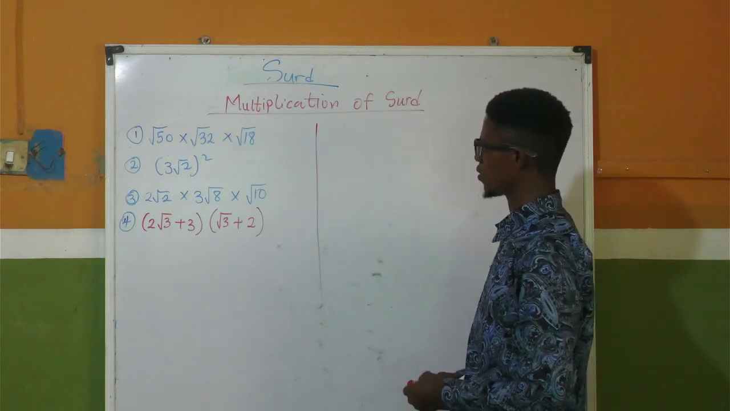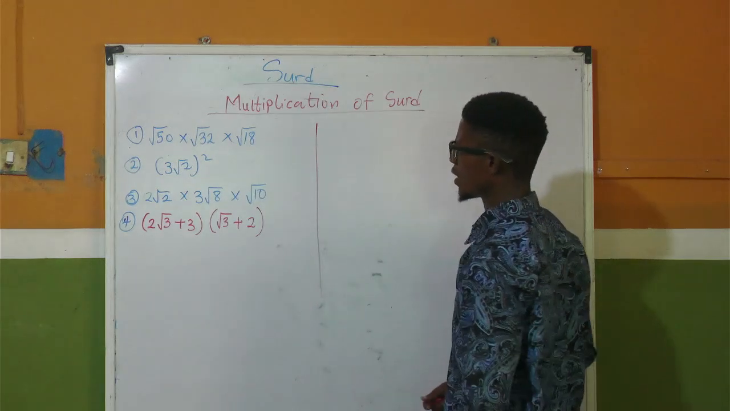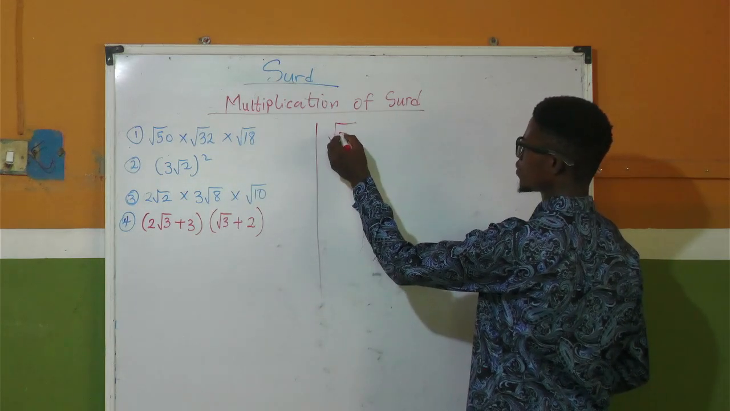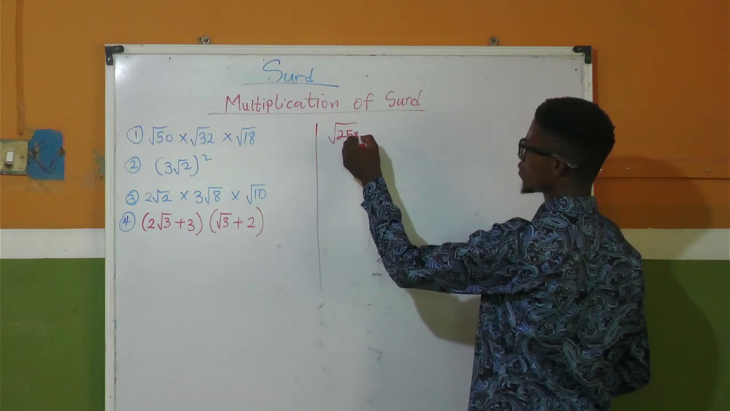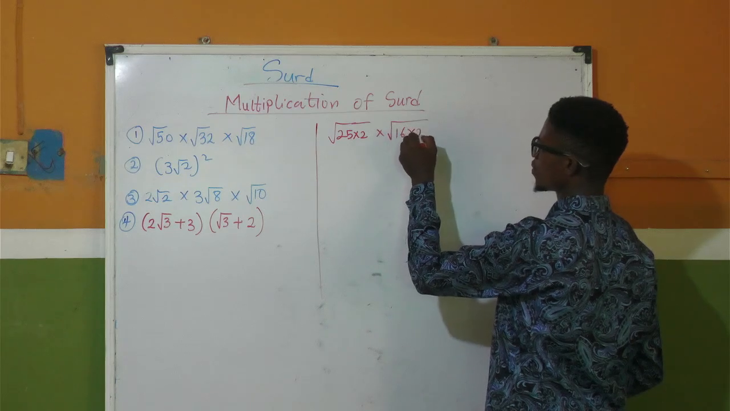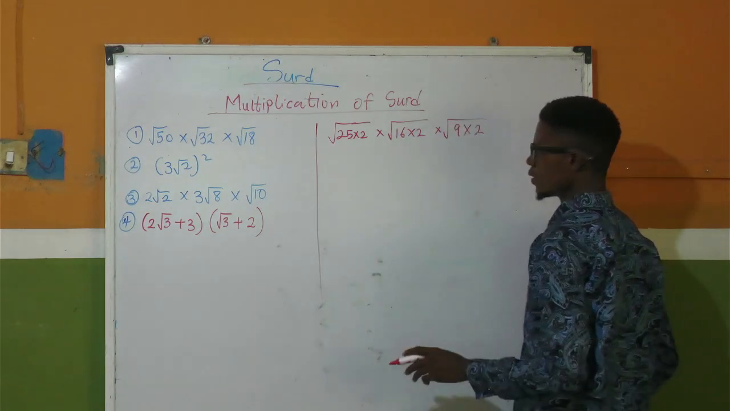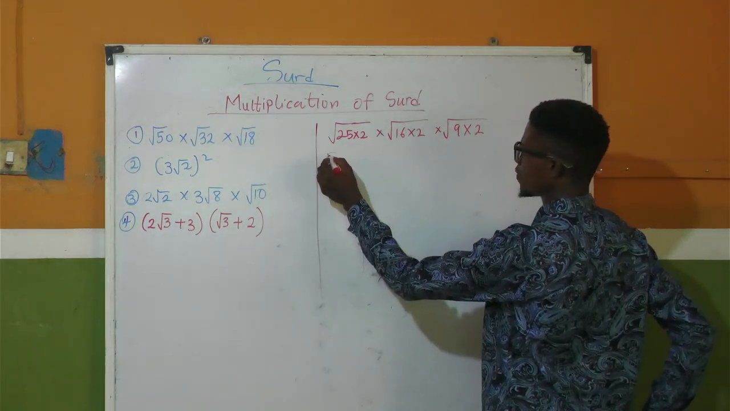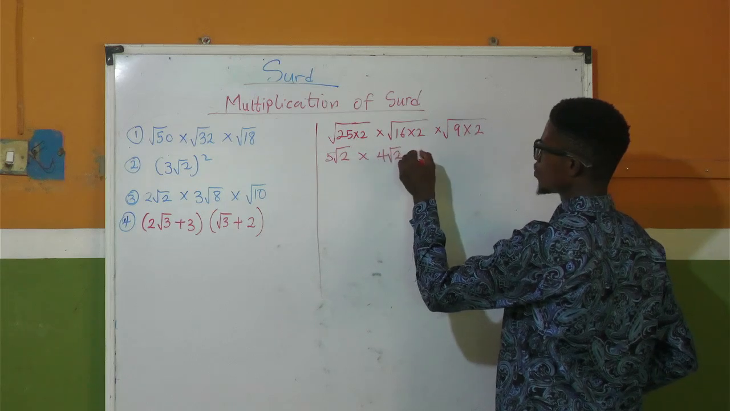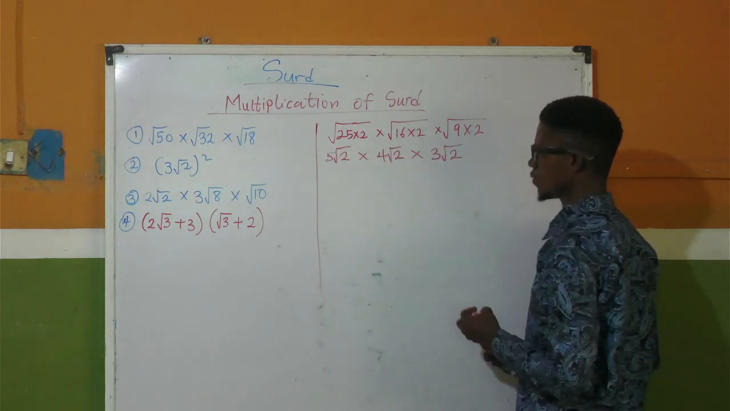Now let's look at this one and break it down. I know that these expressions have a factor of 2 in them, so I can write 50 as 25 times 2, multiplied by 16 times 2, multiplied by 9 times 2. So this will become 5 root 2 multiplied by 4 root 2 multiplied by 3 root 2.